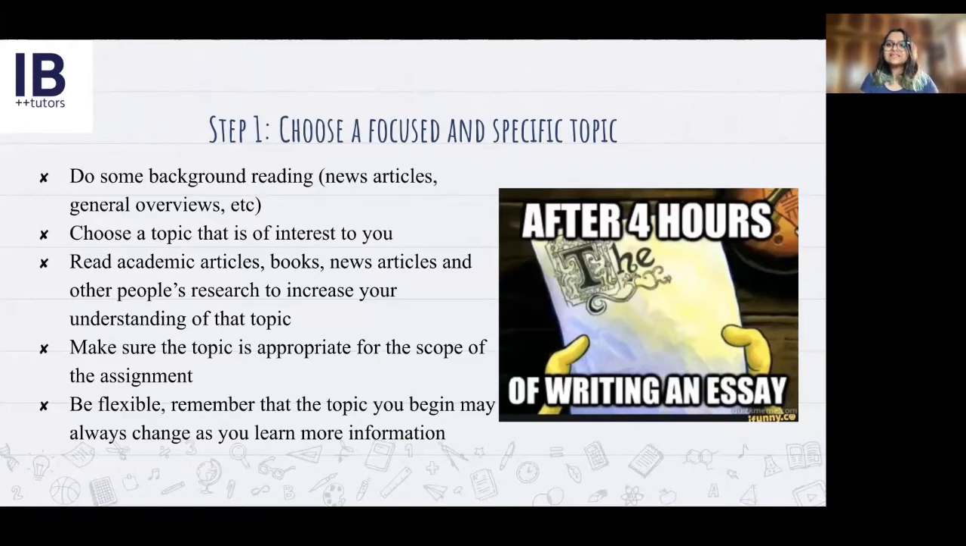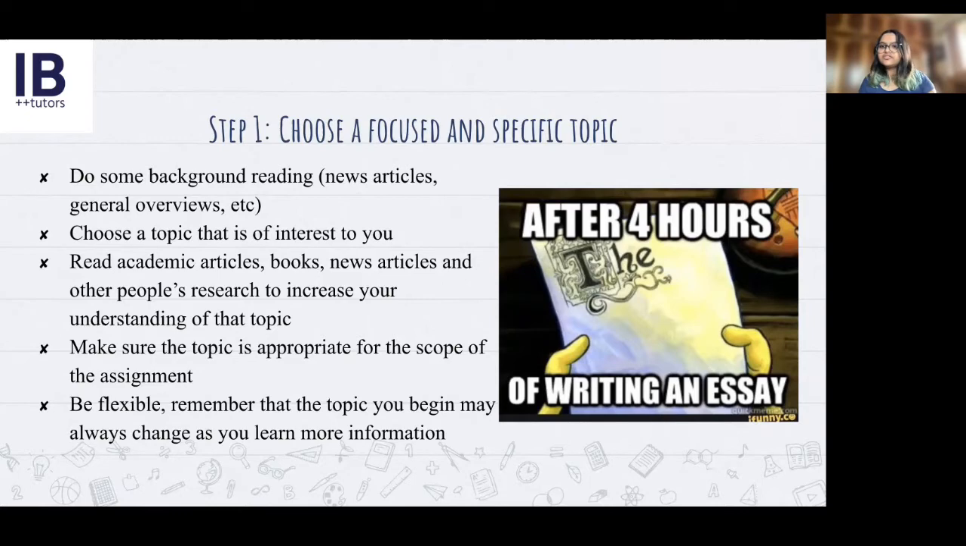Because for most essays in the IB, you have a limited word count. So you need to have a very specific topic that fits into the scope of the assignment. So the process of the first step should be narrowing down and getting to that point. And remember to be flexible with your topic.